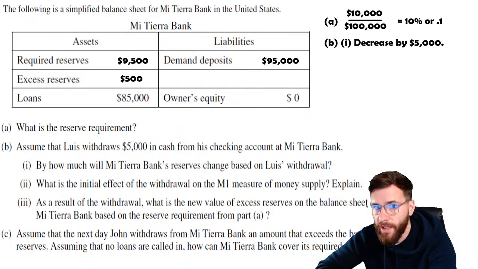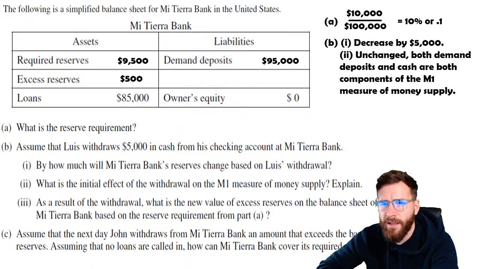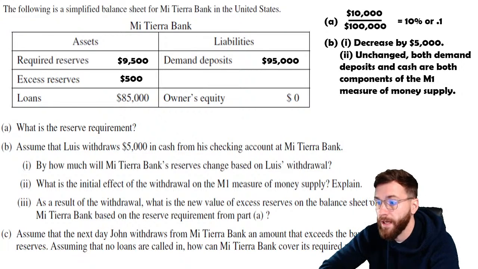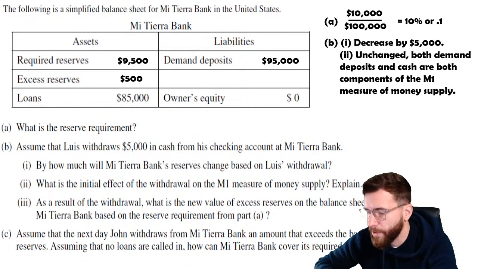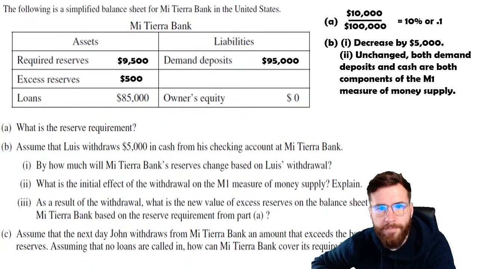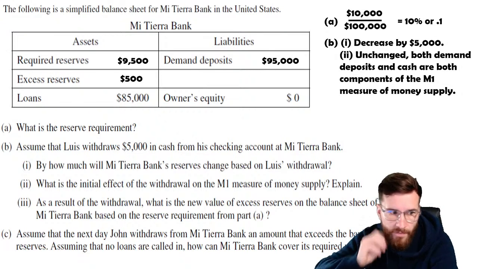So the answer is unchanged, and I explained it by saying both demand deposits, checking account, and cash are both components of M1. So the value of the M1 measure of money supply would definitely not change. Nice try. They're going to ask you that every single time. There's no way you should ever get that wrong. I've seen it so many times.